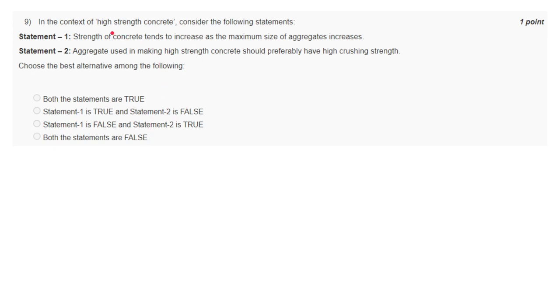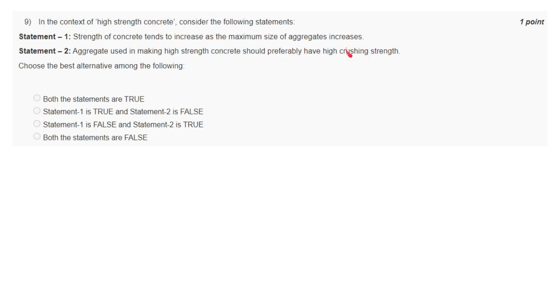Okay, so if you remember, in high strength concrete, the size of aggregate has to be limited. It should be less than 20 mm, because the larger the size of aggregate, the lesser will be the strength. So therefore the strength of concrete tends not to increase as the maximum size of aggregates increases. The strength will decrease with an increase in maximum size of aggregate, not increase.